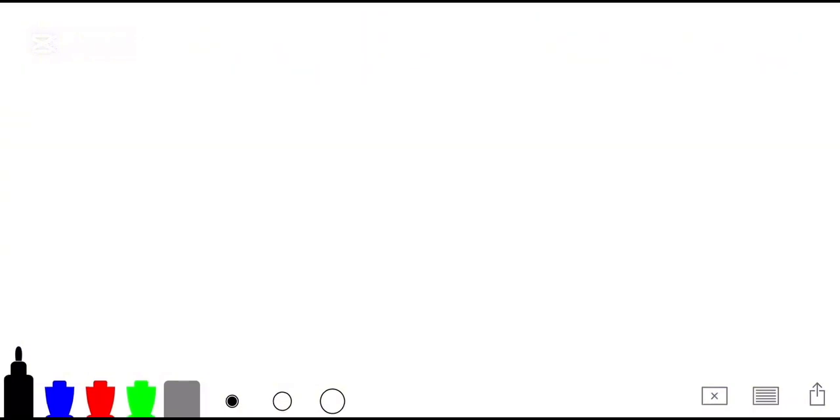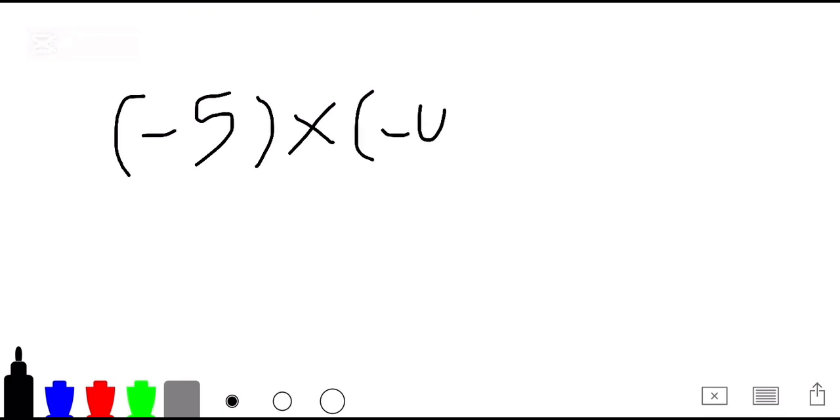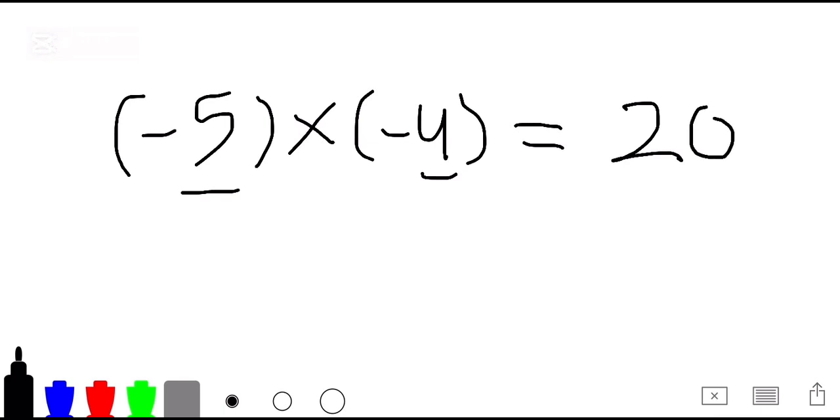I'll give you an example. So let's say you have -5 times -4. Notice that they're both negatives, so we know our answer will be a positive, because a negative times a negative will always be a positive. So our answer will be a positive, and the thing we want to do is just multiply these numbers as usual. So 5 times 4 is 20. And since they're both negatives, we just leave it like that. So our final answer will be positive 20.